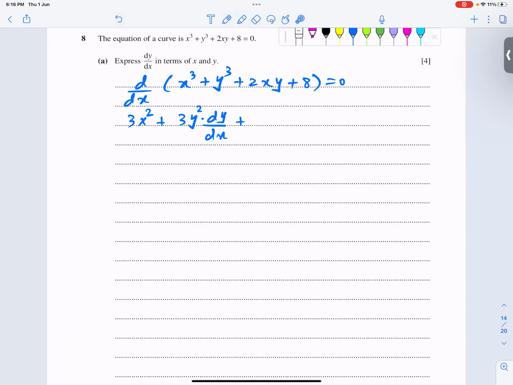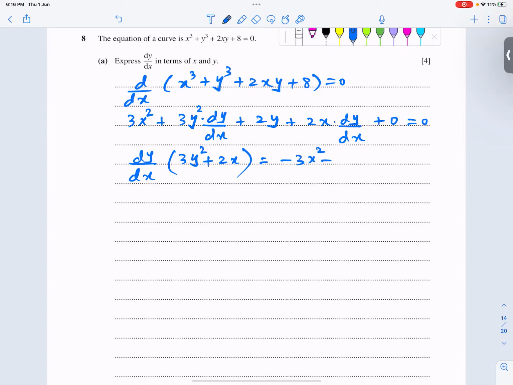The derivative of 2x is just 2, and y remains as it is, plus 2x as it is, times the derivative of y, which is dy/dx, plus the derivative of 8, which is 0, equal to 0. Now make dy/dx the subject: (3y² + 2x) dy/dx, and bring (3x² + 2y) to the other side. This becomes −3x² − 2y.